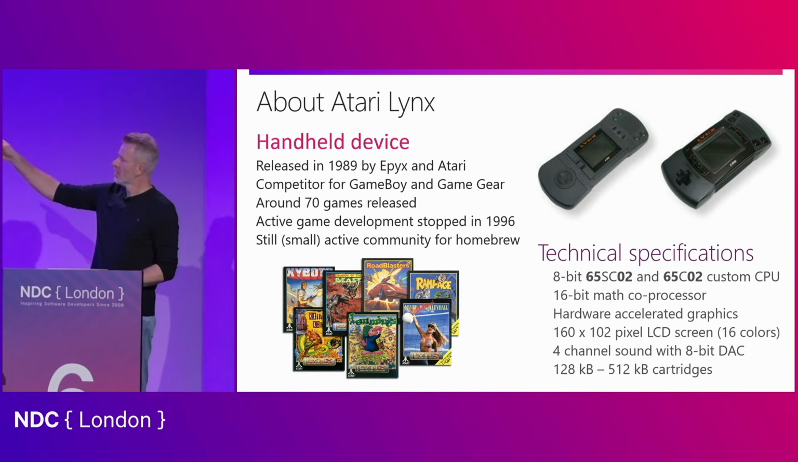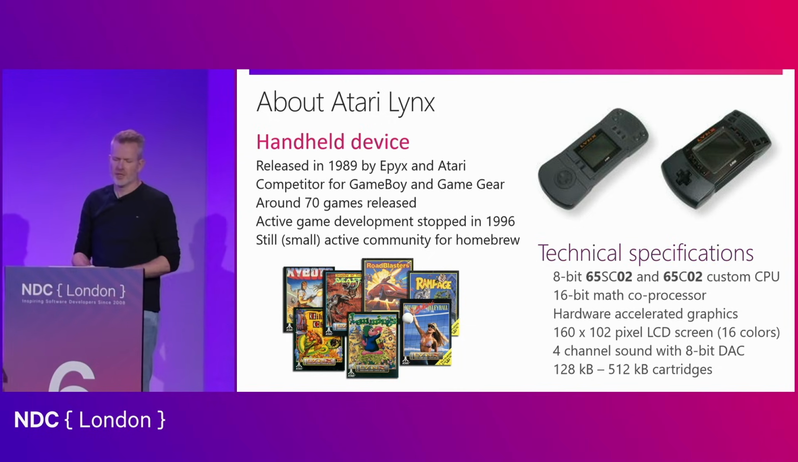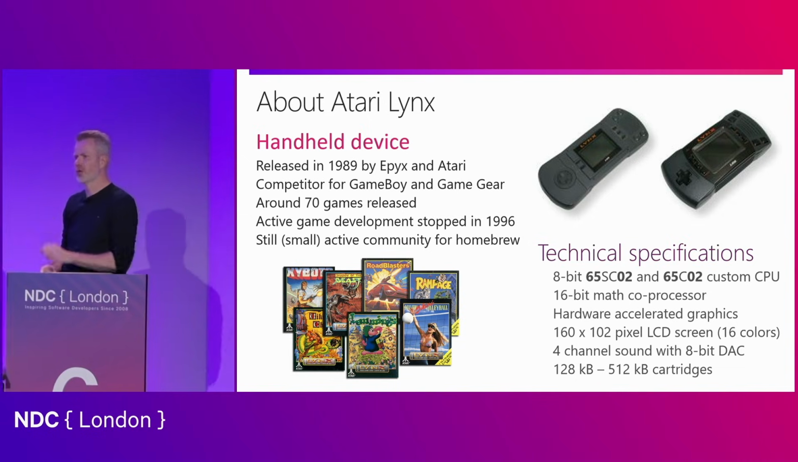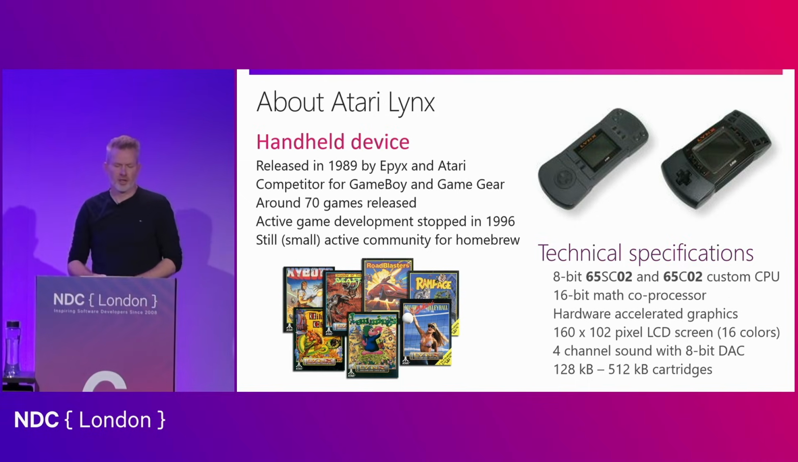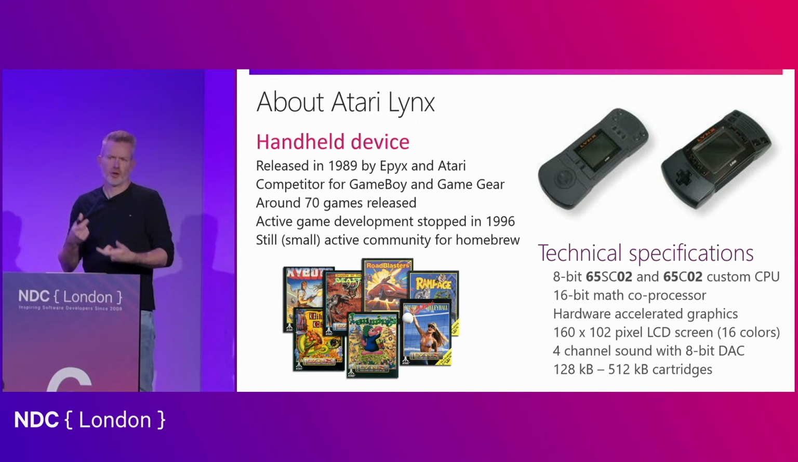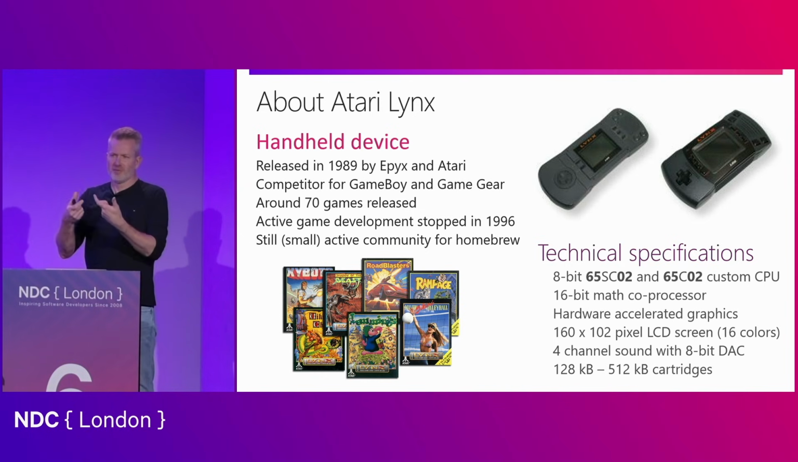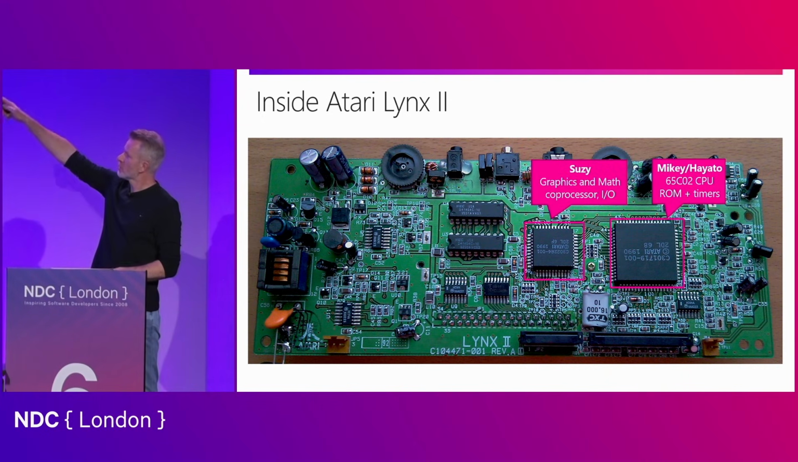Other thing is, besides the CPU, which had some additional things added to it, there was also a math coprocessor and hardware accelerated graphics inside of a custom chip called SUSY. And the chip that is the 6502 had timers in there as well, and that was called Mikey. So Atari had a lot of those things where they had nice names for the CPUs that they used. You can see them here. So those two are SUSY and Mikey.